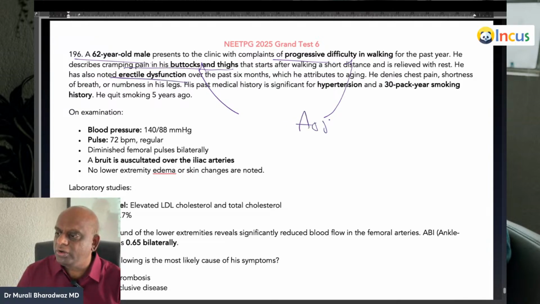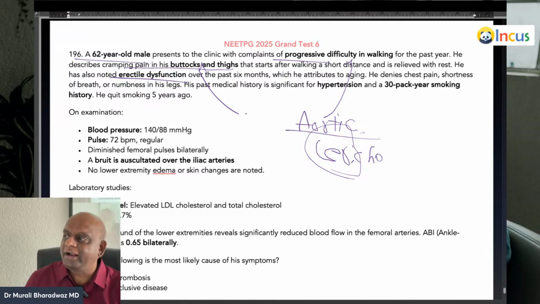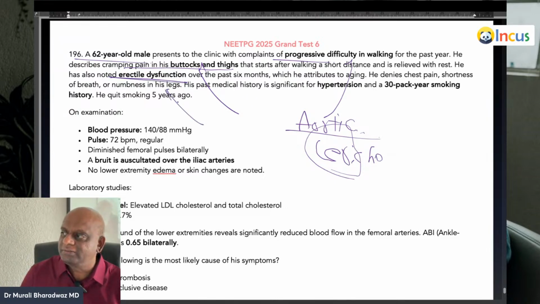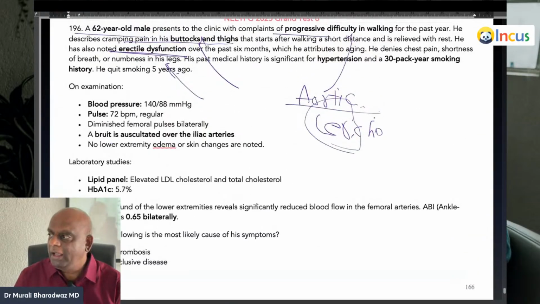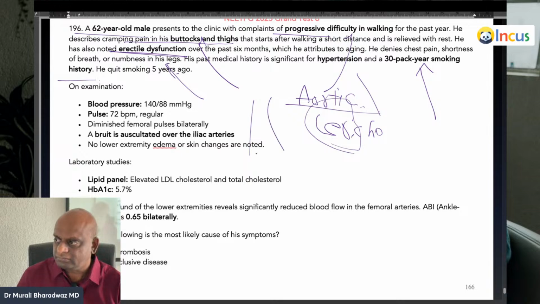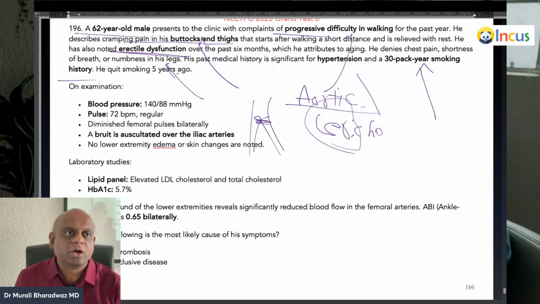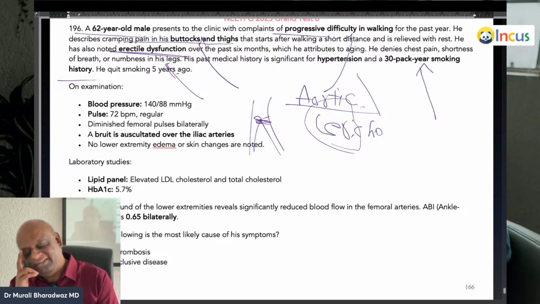It is called aortoiliac occlusion disease, also called Leriche syndrome, where you have a triad of features: intermittent claudication, erectile dysfunction. So any atherosclerosis, hypertension, 30-year smoking history, all that are risk factors for aortoiliac occlusion, right?